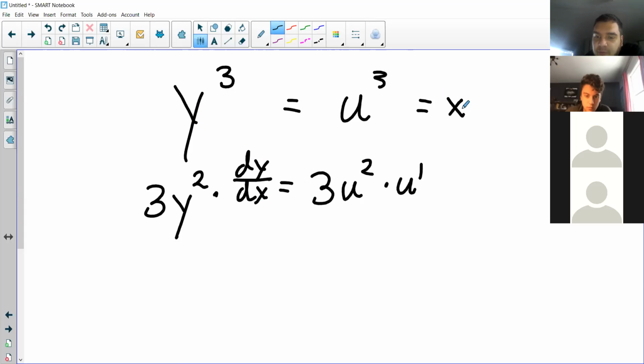If I were to do this with x to the third, what would occur? Well, 3x to the second times the derivative of just x, which is 1. So that's why in this one, you don't have to really do the chain rule. While on the left with the y, I do have to do the chain rule because the derivative of y is dy/dx.